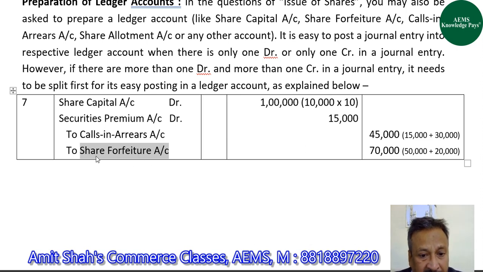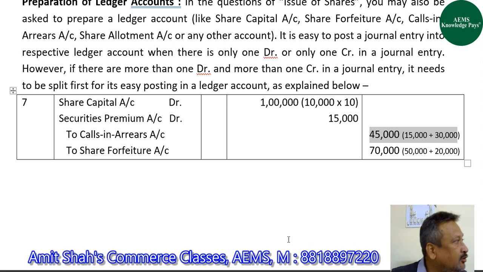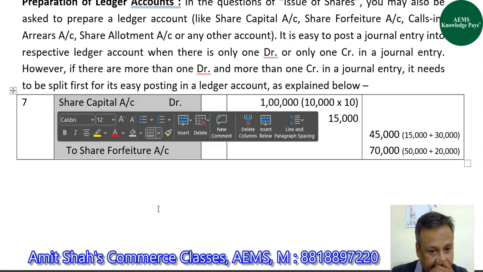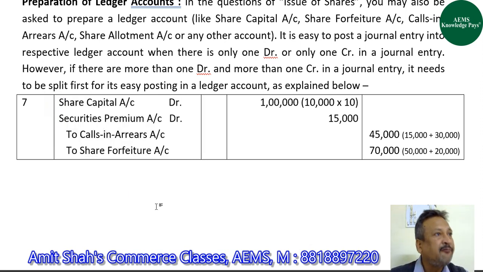So this share forfeiture account, the 70,000, actually is of what? Is it of face value or of premium? Face value. And in this 45,000, what do we have or what we may have? We may have both, very right, face value and premium. So this entry can be split into one in which we do not have premium at all and the other in which we have premium. Am I clear?